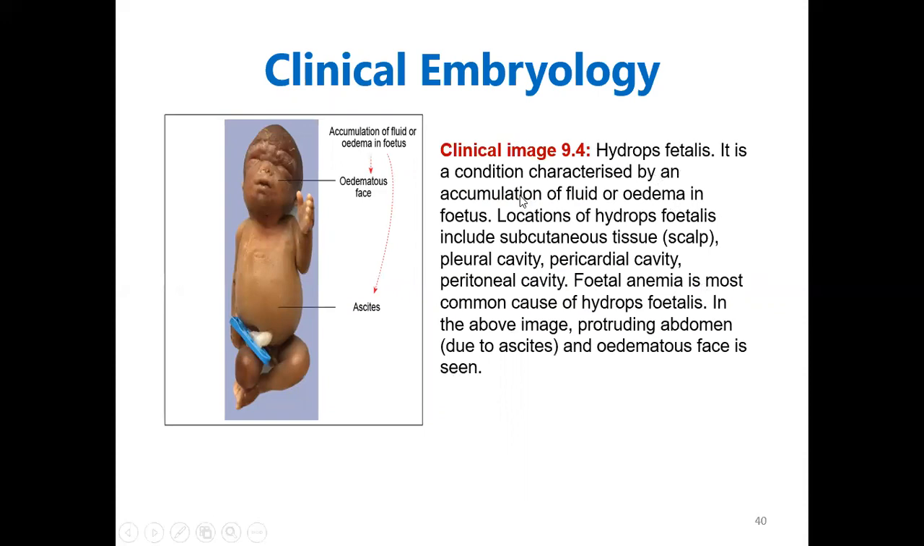Then is a condition known as Hydrops Fetalis. It is a condition characterized by accumulation of fluid or edema in the fetus. Locations of Hydrops Fetalis include subcutaneous tissue, that is the scalp, the pleural cavity, the pericardial cavity, and the peritoneal cavity. Fetal anemia is the most common cause of Hydrops Fetalis. In the above image, the protruding abdomen due to ascites and an edematous face is seen. Mainly whenever there is a blood antigen incompatibility, this condition is seen.